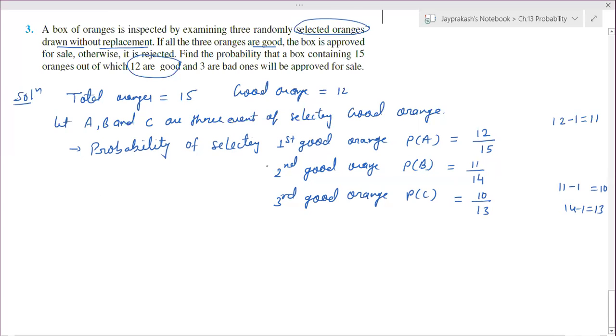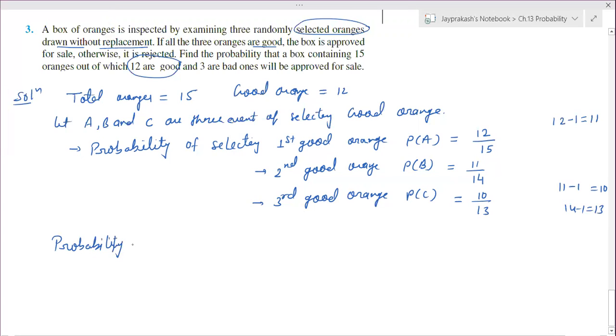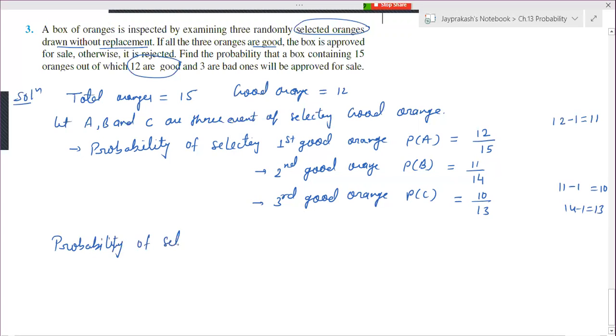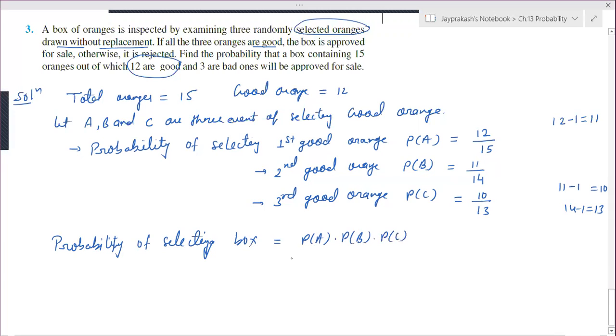Now these 3 events are independent. So that is why we will write here the probability of selecting the box equals P of A times P of B times P of C. Now multiply these probabilities.